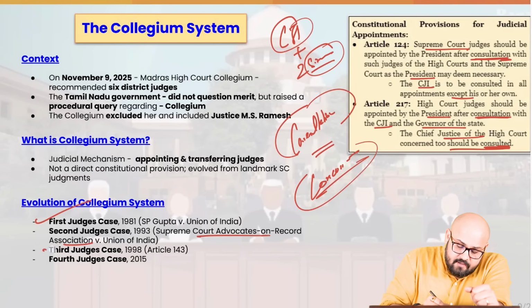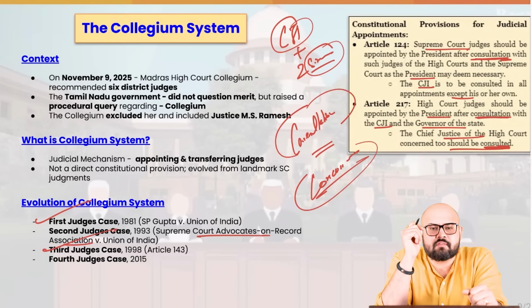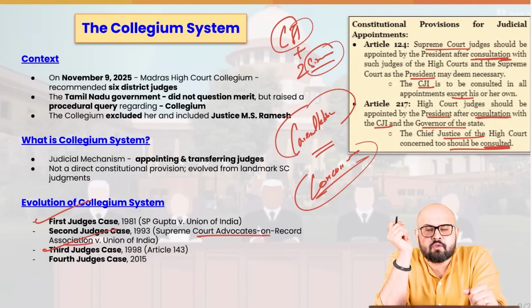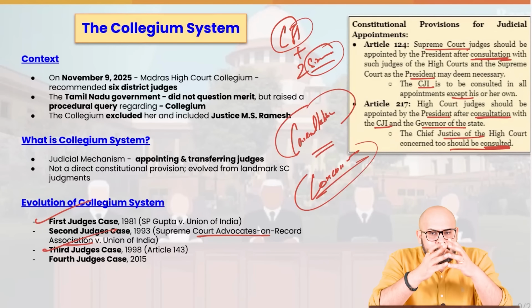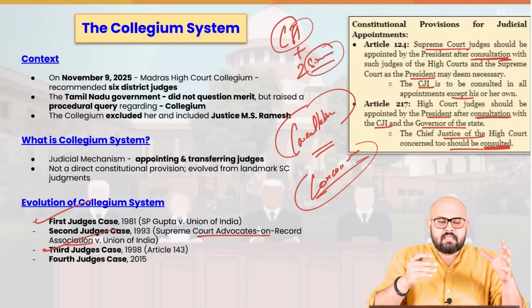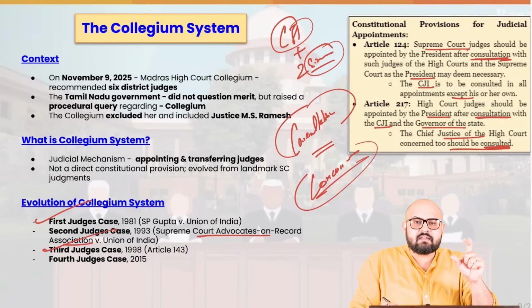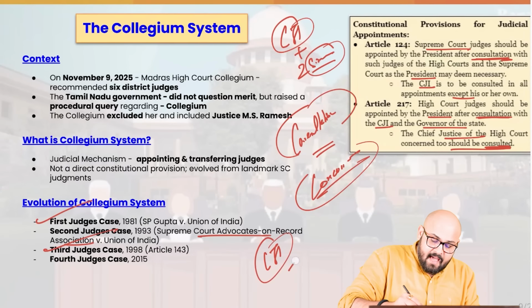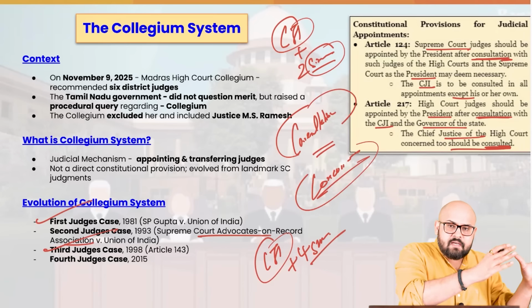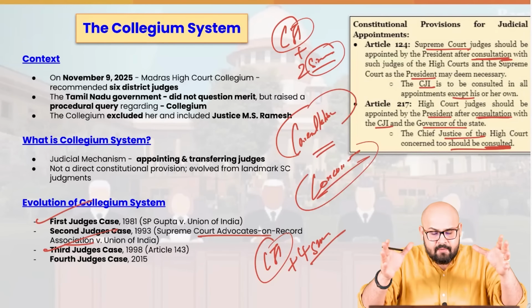Then we had the third judge's case of 1998. It was basically on the basis of a presidential reference under Article 143. You must be knowing about presidential reference. It was recently in the news, where the ambit of the discussion was enhanced. That is what the Supreme Court said, that the Collegium system now comprises, with respect to the Supreme Court, the CJI and four senior most judges. The Chief Justice of India and the four senior most judges. So in total, it's a 5-membered body.